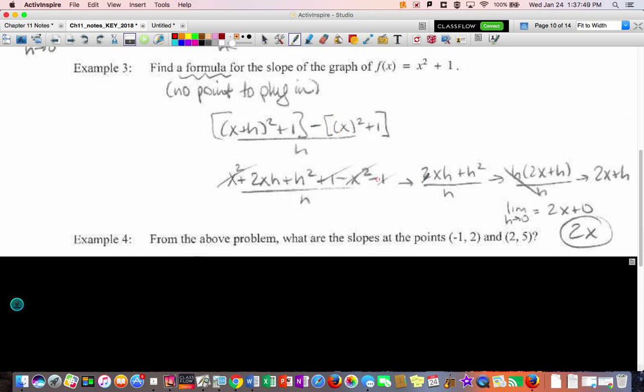Cross everything off. But you should end up with a 2x. Because once you cross off the h's, I'm left with 2x plus h. And now I put the 0 in. And so it's 2x plus 0 or just 2x. Now put negative 1 in and put 2 in for those slopes.